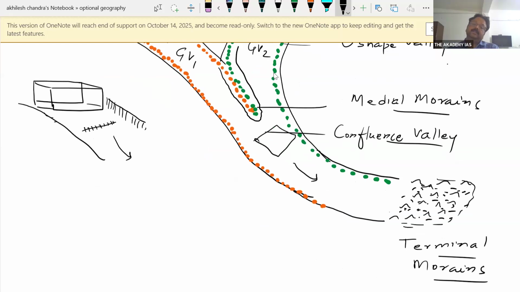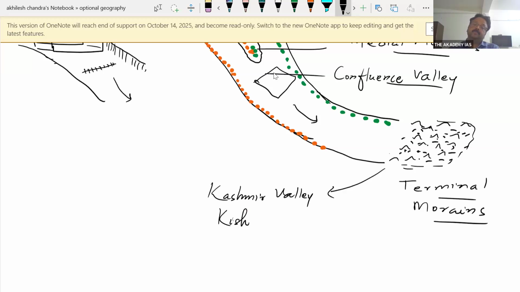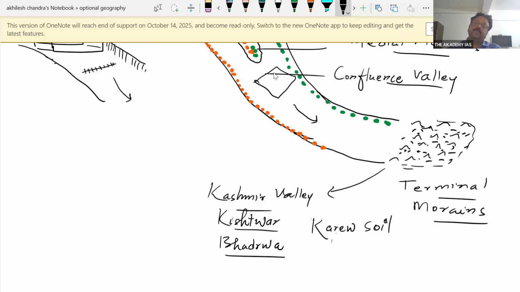So in India, especially in Kashmir Valley, in Kishtwar Valley, in Bhadarwah Valley, these are the areas where you will find moraine deposits, and these fine moraine deposits are called Karewa formation, Karewa soil. This Karewa soil is famous for saffron cultivation.